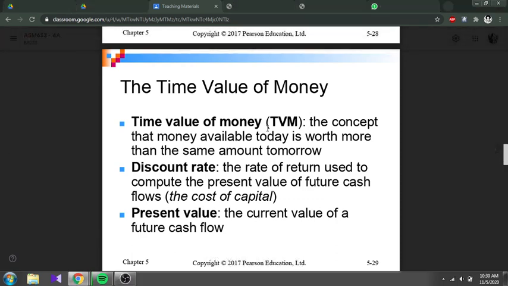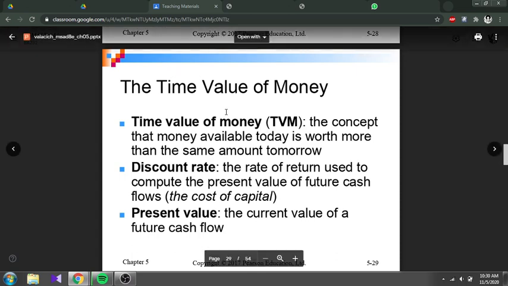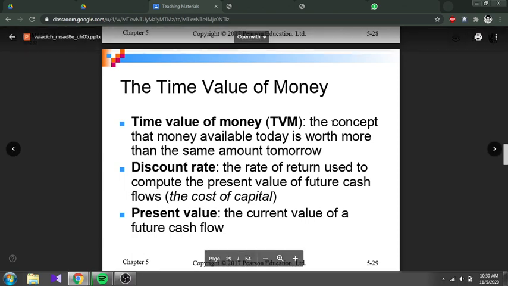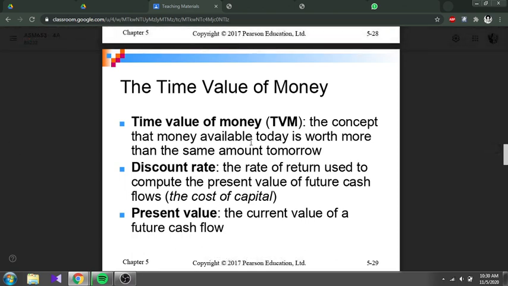TVM. Okay, this is not covered in our syllabus, but I encourage you to at least get it as general knowledge for what is TVM. The concept is that money available today is worth more than the same amount tomorrow, and discount rate is the rate of return used to compute the present value of future cash flows, and present value is the current value of a future cash flow.